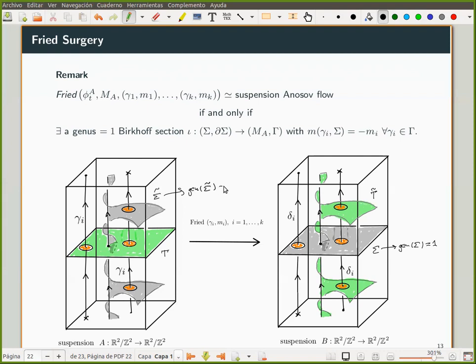So the remark is that a Fried surgery on a suspension Anosov flow will produce another suspension Anosov flow if and only if there exists a genus 1 Birkhoff section whose boundary coincides with the surgery locus, I mean with the orbits that we use for making the surgery.